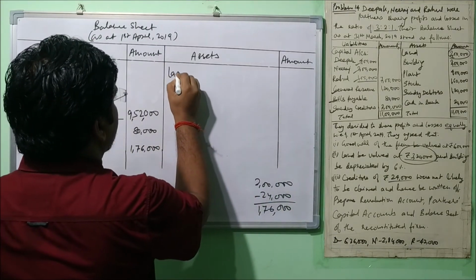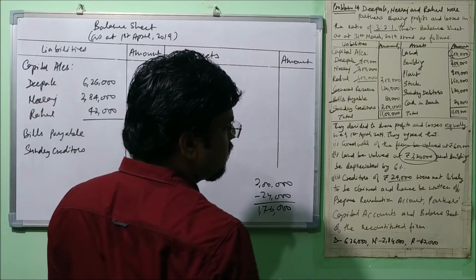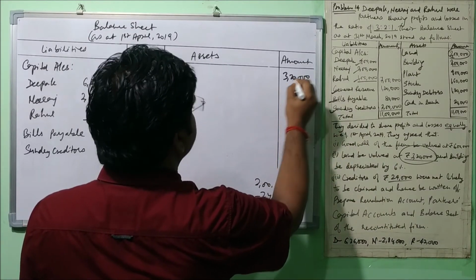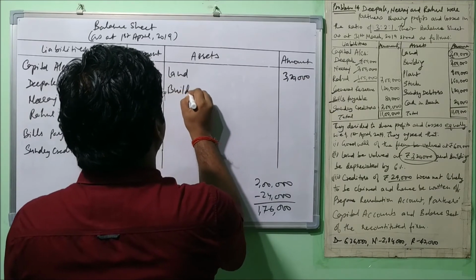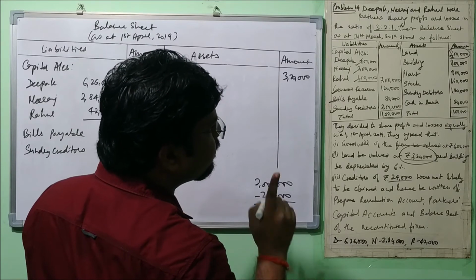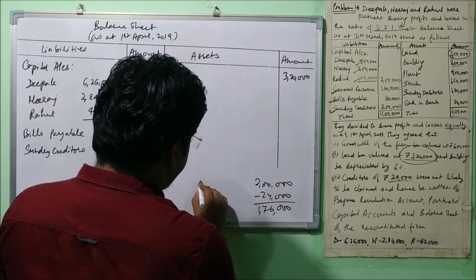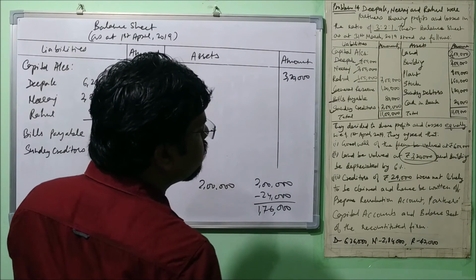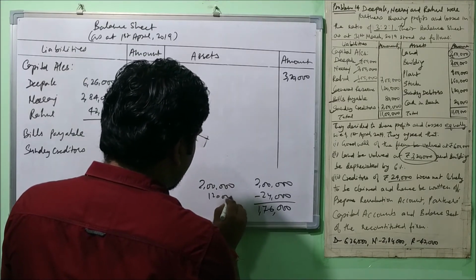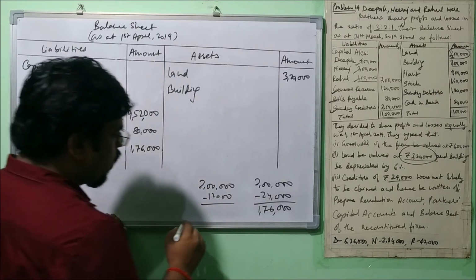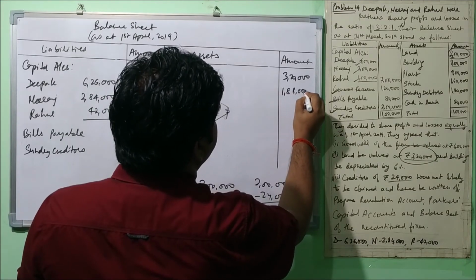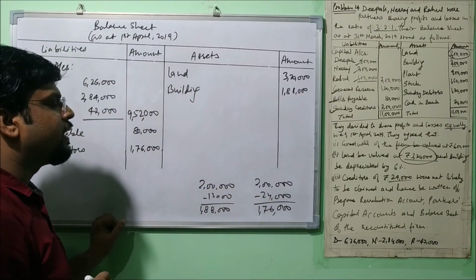Land. Land has also been revised. The revised value of land is 3,20,000. Now let's talk about building. Building has also been revised. What was the value of building earlier? It was 2 lakh rupees, right? And out of this, depreciation has been charged and it was 12,000. Already we have done the treatment of that. So what value is left here? 1,88,000. So now the building is revised at 1,88,000.